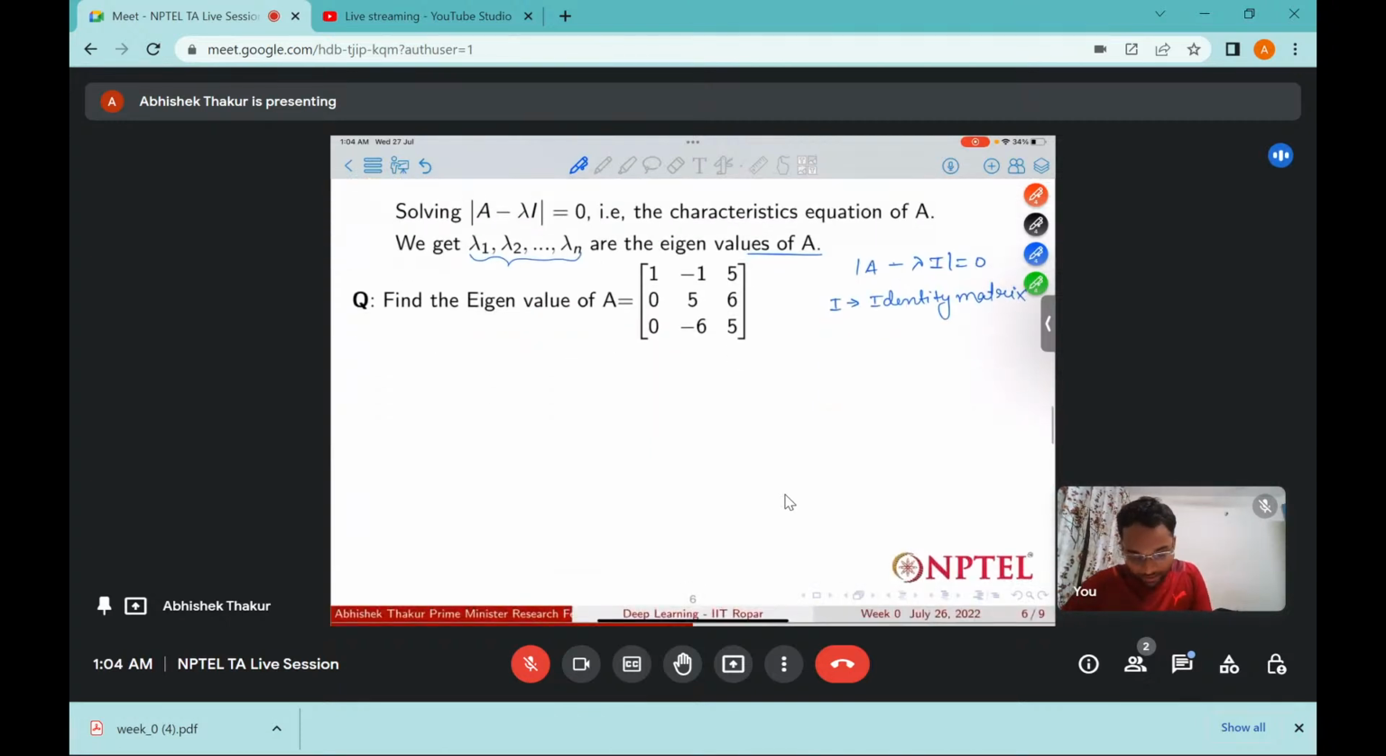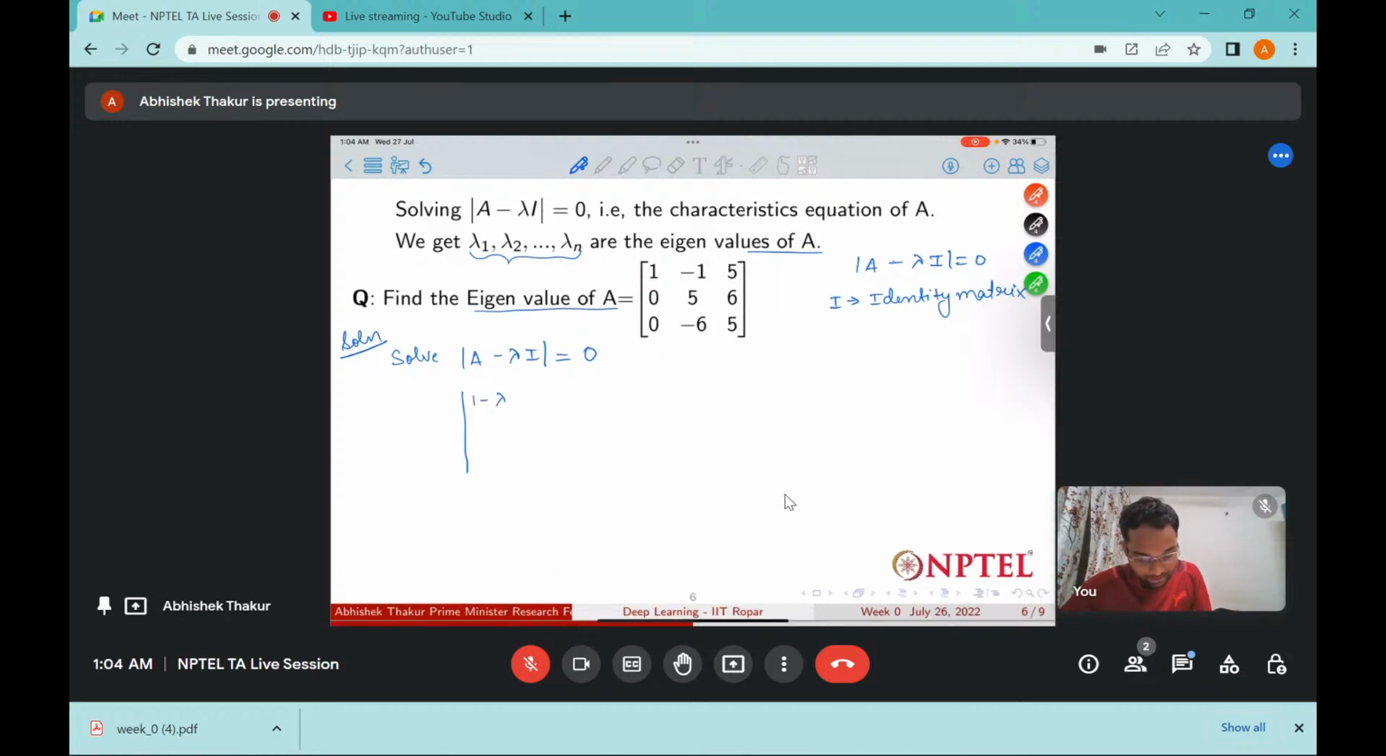So our matrix is given. We have to find the eigenvalues of A here. We have to solve A minus lambda I, that is the characteristic equation of A, equal to 0. After you do A minus lambda I, you will get 1 minus lambda, minus 1, 5, 0, 5 minus lambda, 6, 0, minus 6 and 5 minus lambda. You have to equate it to 0 and solve for lambda.